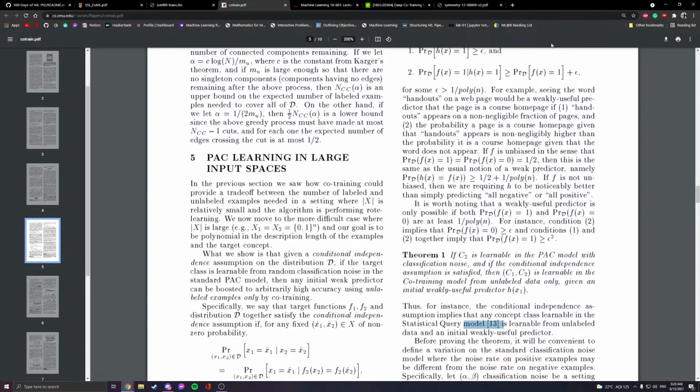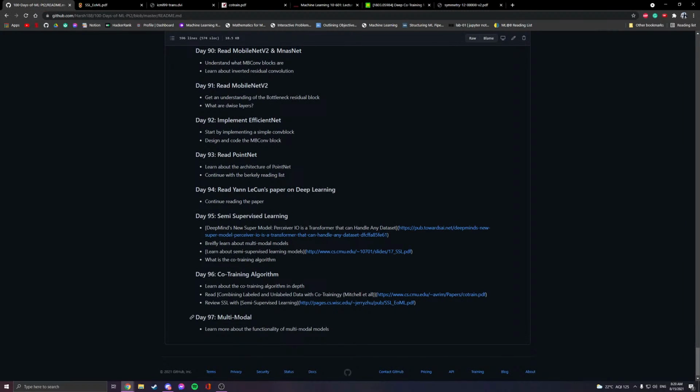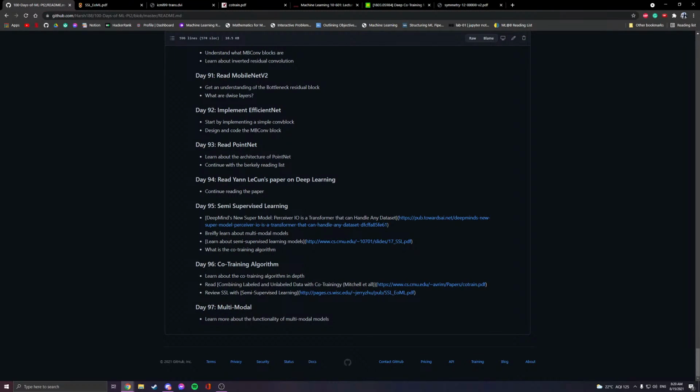Okay, let's see. Mostly read this paper, did this, and almost done with that. I think I can call it for today. I'll be back tomorrow to work on multimodal models. All right.